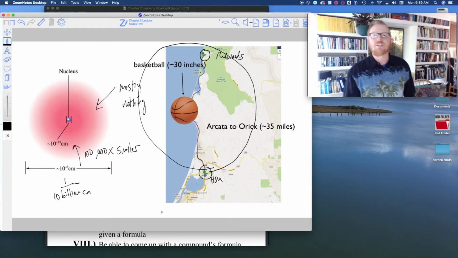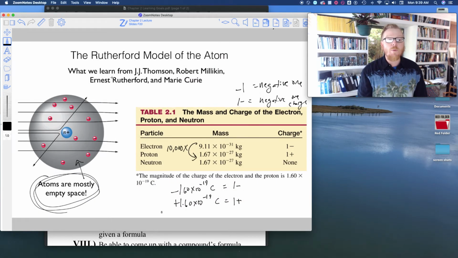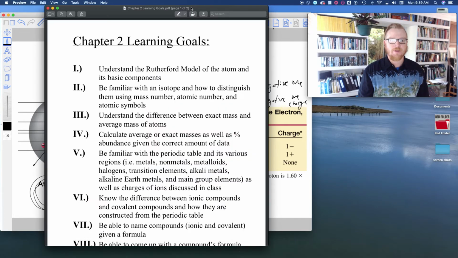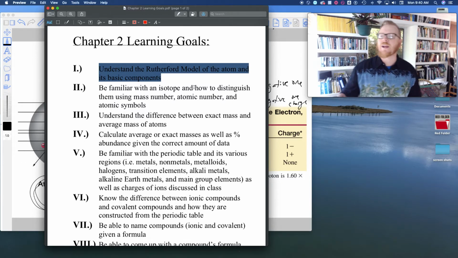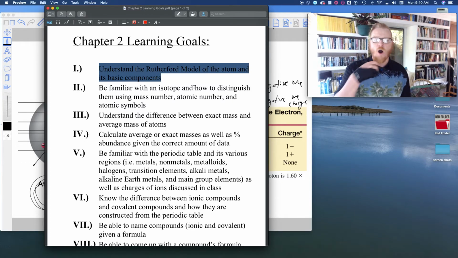Okay. So just to summarize. What we learned from J.J. Thomson, Robert Millikan, and Ernest Rutherford and Marie Curie. We learned the structure of the atom. Here we go. Understand the Rutherford model and the structure of the atom and its basic components. So that long-winded story I gave you is all about the Rutherford model of the atom.